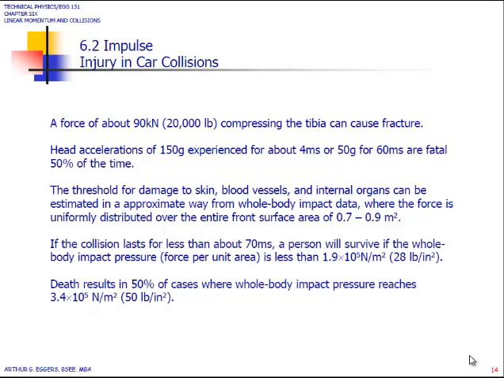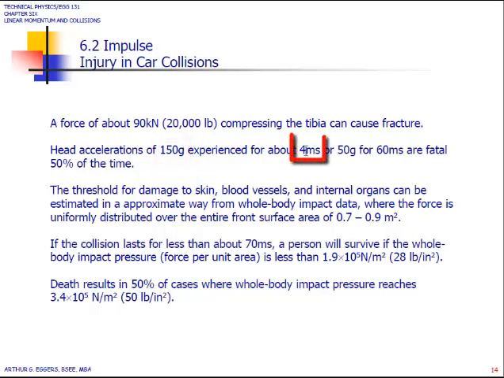But your text goes through and says, let's make some assumptions here and come up with an example. It says a force of about 90,000 newtons or 20,000 pounds compressing the tibia will cause the tibia to fracture. Head accelerations of 150 Gs. That's 150 times what you're feeling right now holding you to the earth.